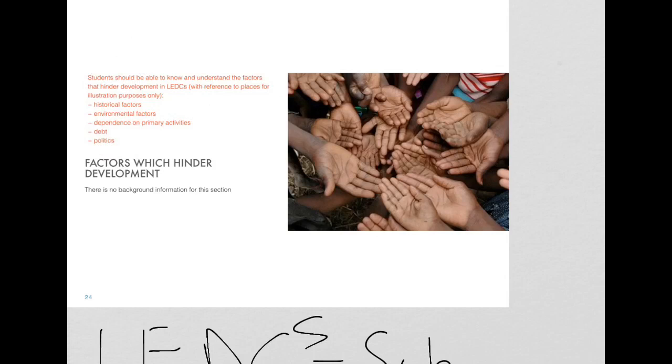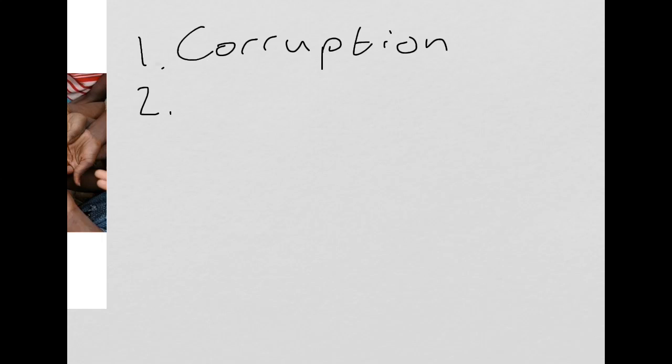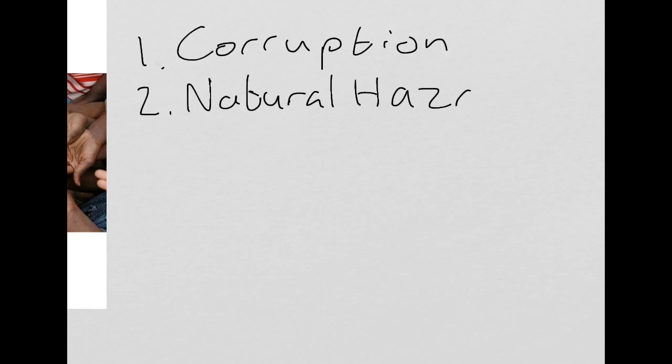If you have a look at your GCSE e-book, you will see that those factors occur in that order. The first historical factor is corruption. This basically states that a number of LEDCs have had corrupt and unstable governments in the past. This has made it difficult for these countries to secure aid and attract trade from large multinational companies. This means that there's less investment in infrastructure and they have been held back in terms of their development and economic growth.